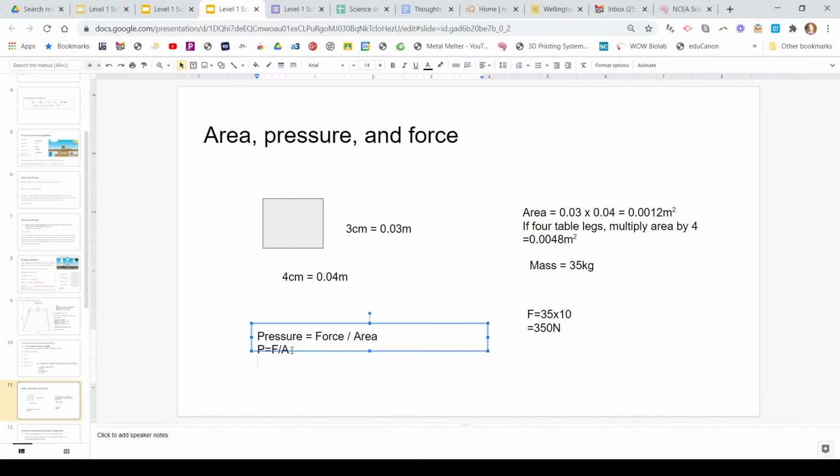And so then our equation becomes P, pressure, equals force of 350 newtons divided by 0.0048. And then we'll just check that on our calculators, substitute the numbers in and solve to give us, I have got 72 or 73,000 to 2 significant figures. So 73,000, and that's measured in pascals for pressure.